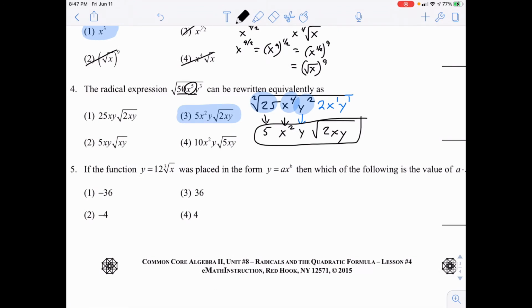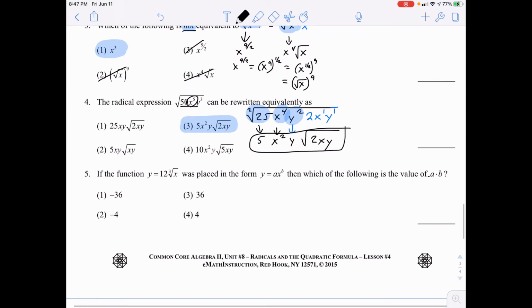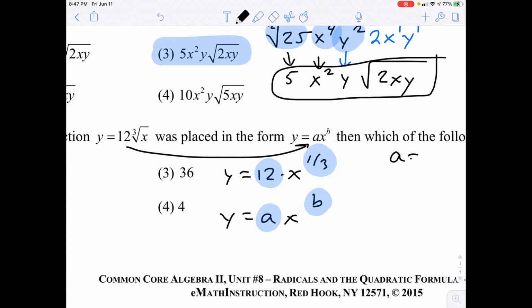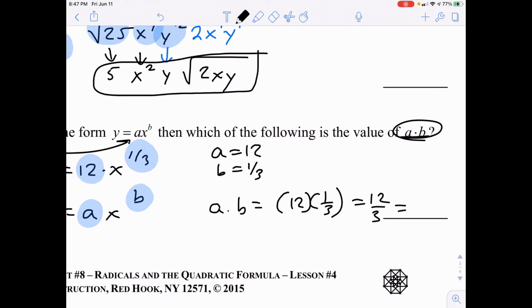Number 5, if 12 times the cube root of x was placed in this form here, y equals a x to the b power, then which of the following is the value of a times b? Well, first of all, let's write it in this form. So y is equal to 12 times x to the 1/3 power. And there we go. Y equals a x to the b power. A is 12, b is 1/3. Now that I know what a and b are, we want to figure out what is the value of a times b. So a times b would be 12 times 1/3, which is the same as 12 divided by 3, which is 4.